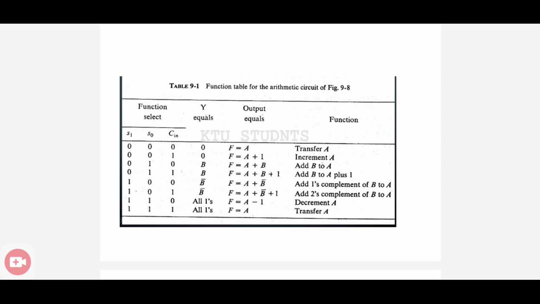If the S0, S1 and Cin values are 0, it implements a function that is transfer A. Whatever the input A is, that is the output F. If the combination S1, S0, Cin is 0, 0, 1, then it is an increment operation. If S1, S0, Cin is 1, 1, 0, then it is a decrement operation.